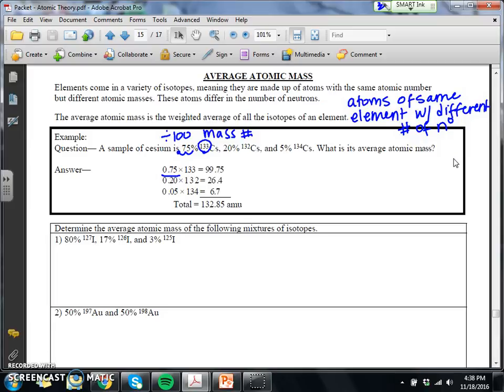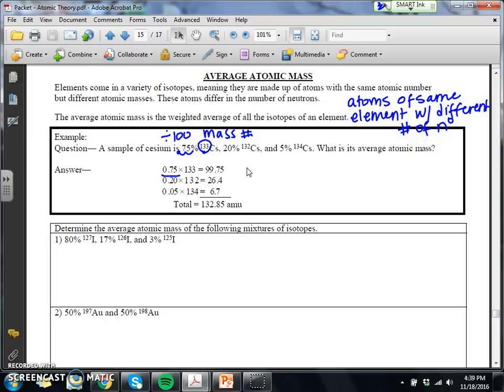So we take 0.75 and multiply it by 133, because we know that 75% of all of the cesium in the world is cesium-133. Our next percentage, 0.20, goes with cesium-132. So I say 0.20 times 132 gives me 26.4. 5% of the cesium in the world is cesium-134. So multiply 0.05 times 134 to get 6.7.